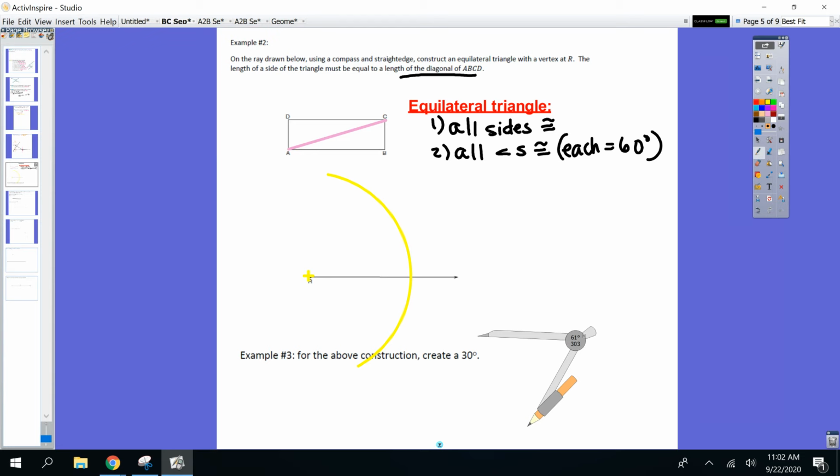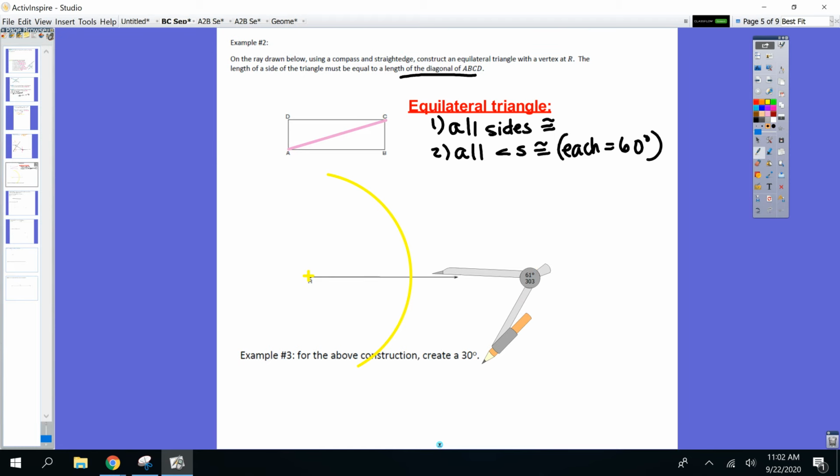Well, do I need to go back and remeasure? No, because my compass is already opened up to that length. So where can I put my compass now? Maybe to make another side that's the length of the diagonal. I don't want to put it back on R. I got that R. Can I put it somewhere else so I can still get the same length as AC?